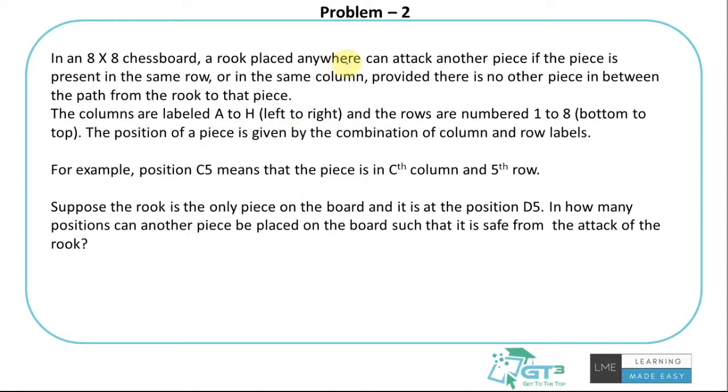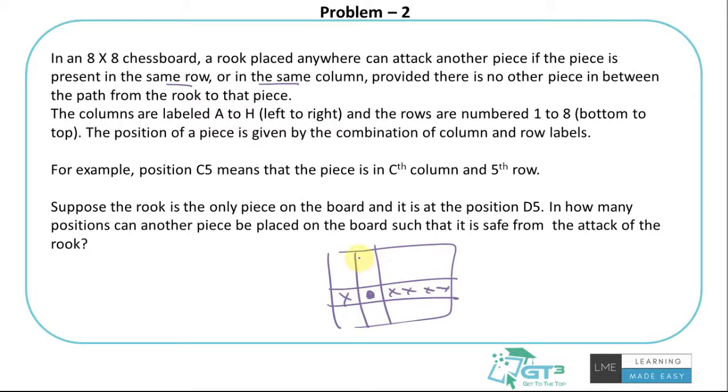A rook placed anywhere can attack another piece if the piece is present in the same row or in the same column. So if I have a piece here in the chessboard, this is a particular column, so I cannot have pieces here. It's in the same row, I cannot have any other piece. Basically a rook can attack the entire column and entire row, provided that there is no piece in between the path from the rook to that piece. If I have my own piece here, my team, obviously I cannot attack this, even though it's on the same row, because there's something in between.